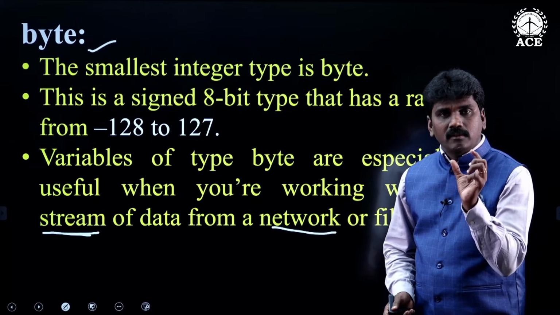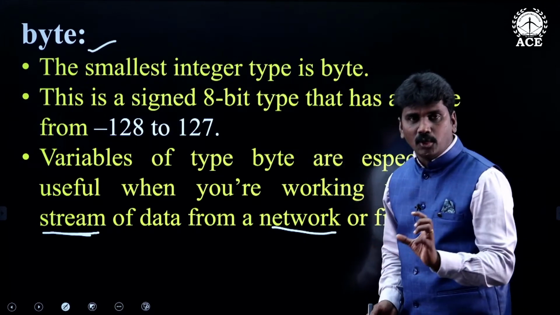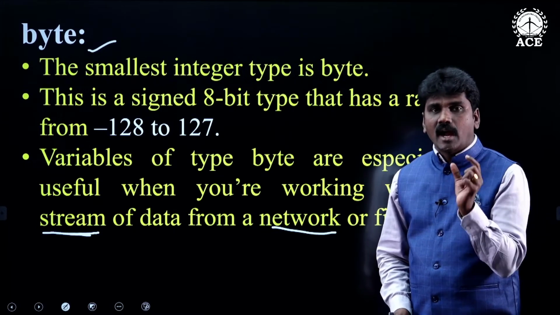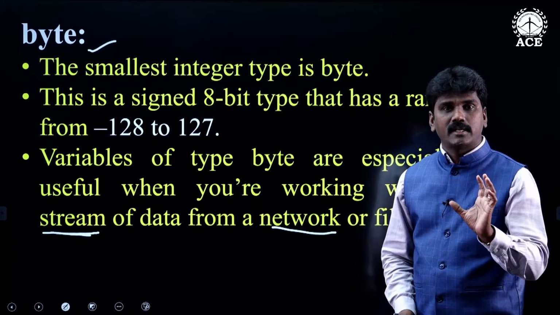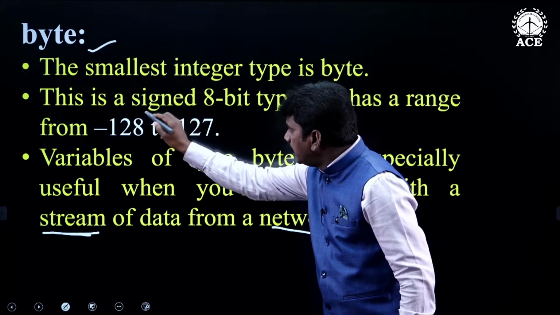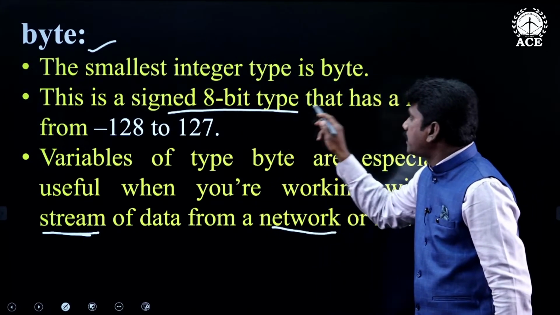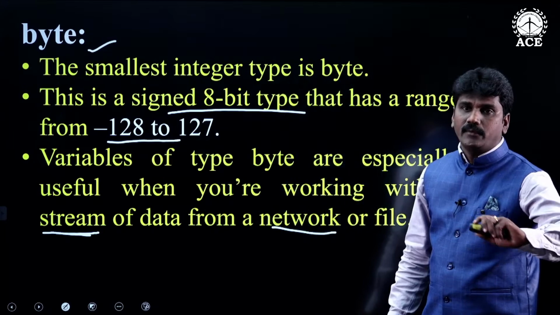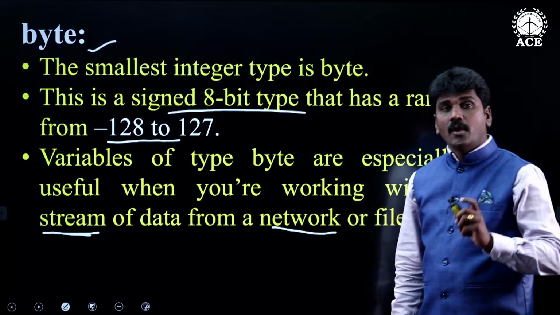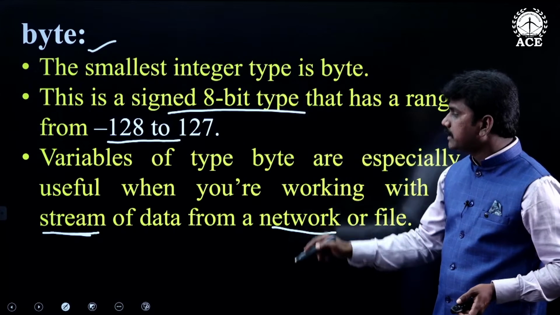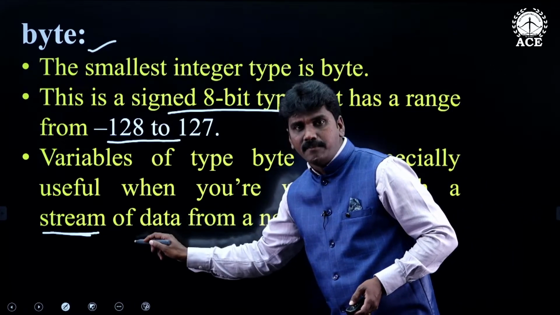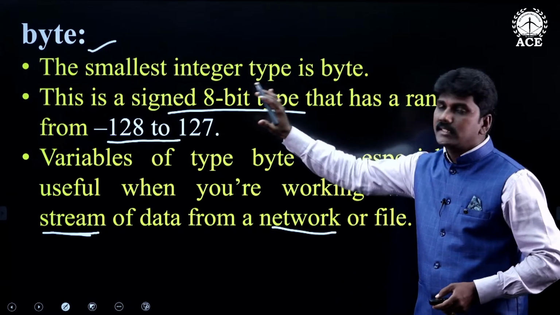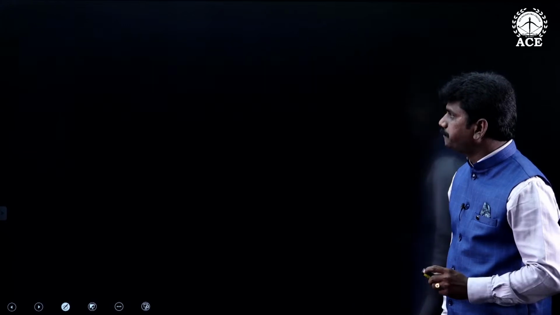So byte comes under the integer group, and the size of byte is 1 byte, nothing but 8 bits. It is also a signed data type, a signed 8-bit type, and it contains the range from -128 to 127, like we have seen. The application of byte is in the form of streams, whenever we are using it for files or the network, byte is the preferable one.